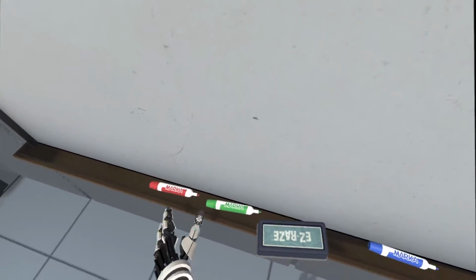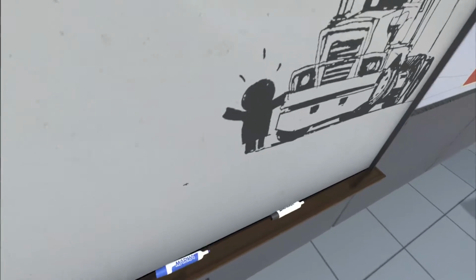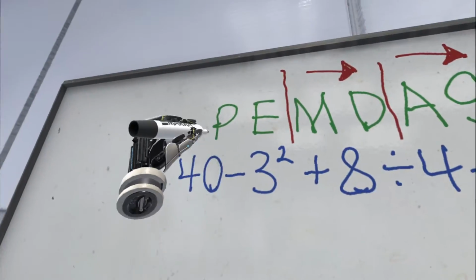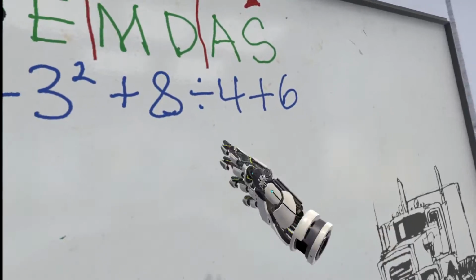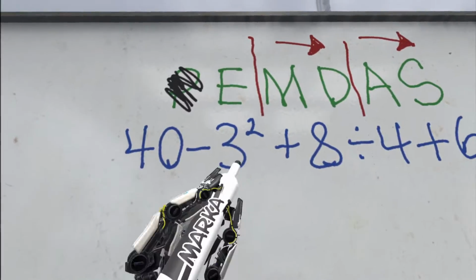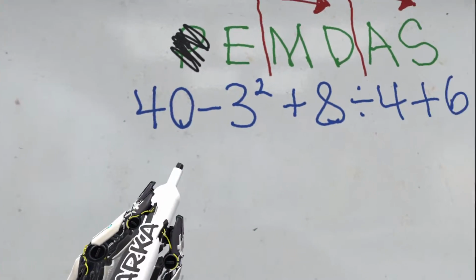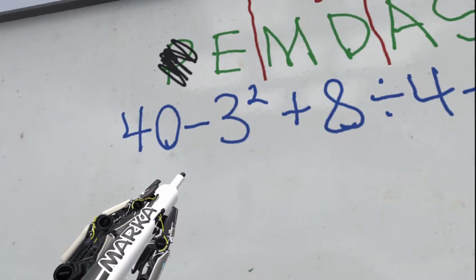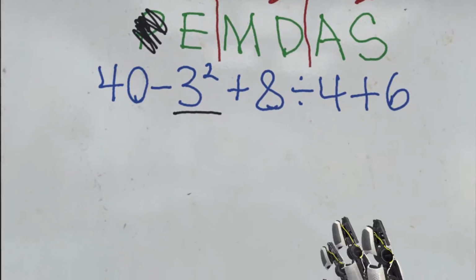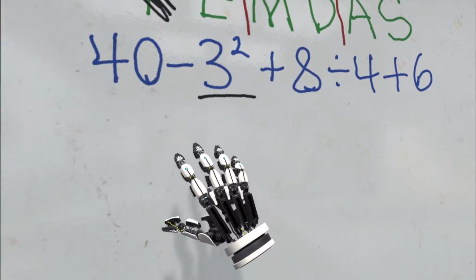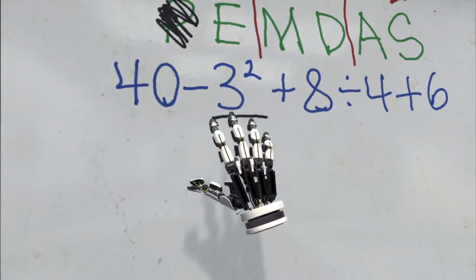So what you do next is you scratch off the letter once you're done with it. We're done with parentheses because there's no parentheses to worry about. Next thing is exponents. So right here is where I see my exponents. I'm going to underline that. Whatever you're going to work on, underline it, and you're going to put the product, the answer, underneath it.